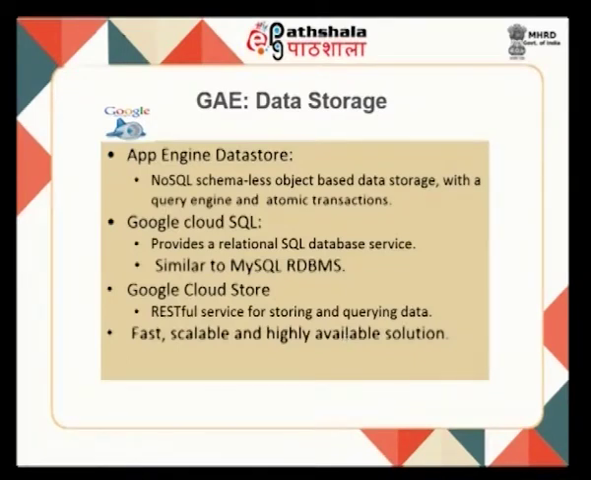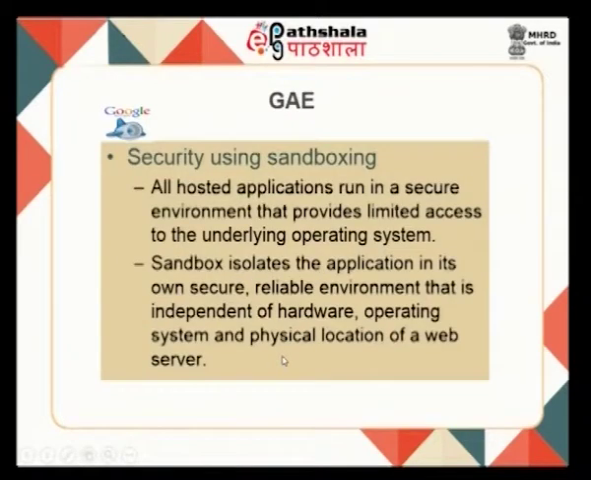The data storage used by Google App Engine is the App Engine datastore. This App Engine datastore is a NoSQL, schemaless, object-based data storage. It also has a query engine and atomic transactions. It also uses Google Cloud SQL, which is a relational SQL database service, quite similar to the MySQL RDBMS, and it uses a RESTful service, Google Cloud Storage, for storing and querying the data. All these are fast, scalable and highly available data storage solutions.